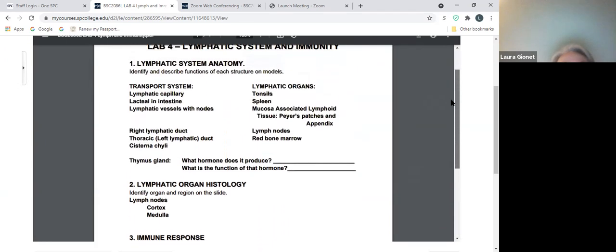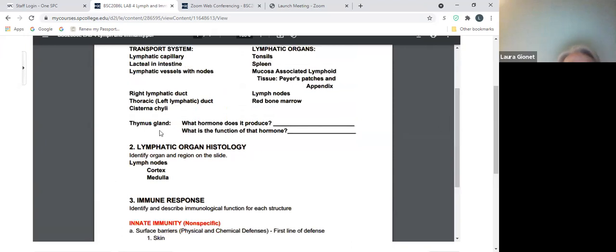Right, back up here at the top, I think the only other fill in the blanks is the thymus gland. What hormone does it produce? Thymosin. And what is the function of that hormone? T lymphocyte maturation or immunocompetence, and that occurs in the thymus gland.